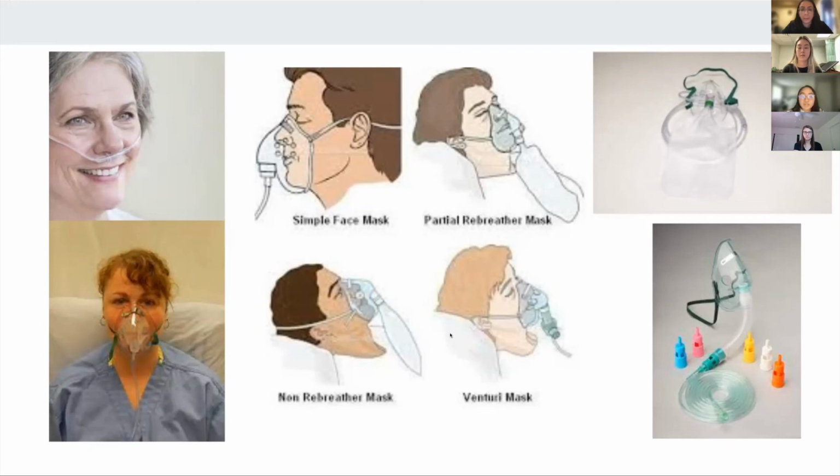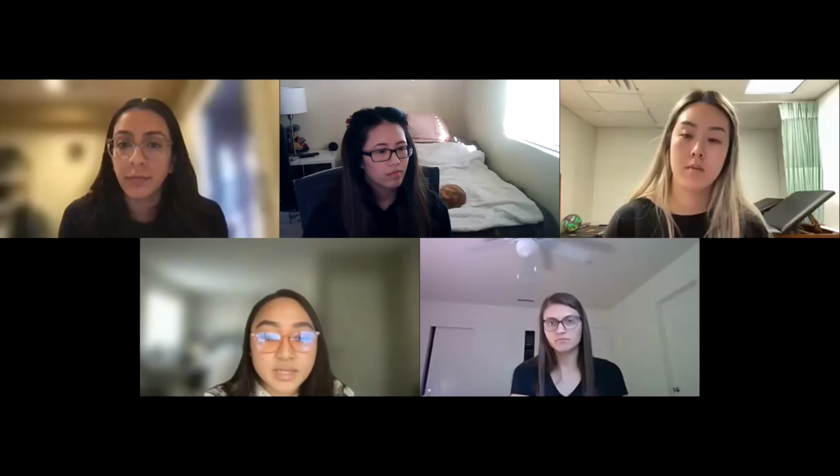And then we have the Venturi mask right over here. This is a high flow system of 4 to 6 liters per minute. And this allows the mask to deliver the most precise concentration of oxygen. And this mask has a large tube with an oxygen inlet. And as the tube narrows, the pressure drops, which causes the air to be pulled through the side ports. And the side ports are adjusted according to the specific prescription for the oxygen. And you have to make sure that the ports are always open. And that's the end of our presentation.